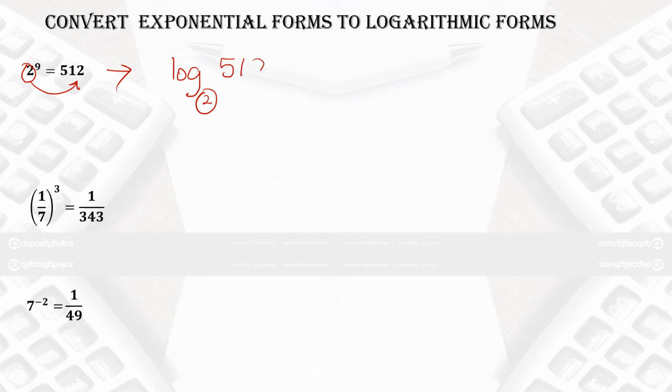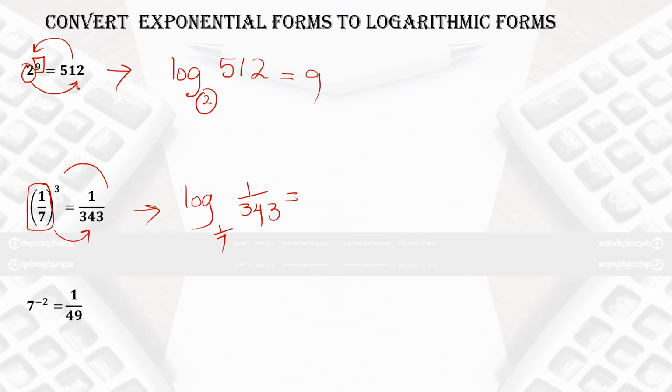That is 512. Then two terms are written. After that, just put the equal sign. Now what number is left? That is the power. That is equals to 9. Here what will we write? We will write log of base. What is our base? Our base is 7, of what? 1 over 343 equals to 3.